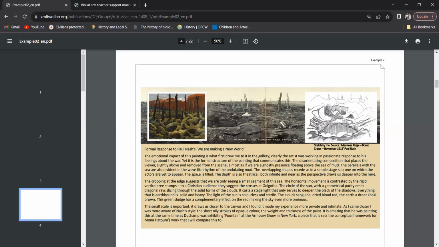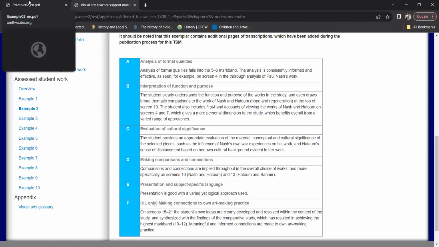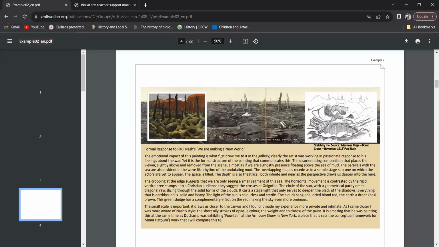So we've got a pretty detailed explanation. It shows without a doubt that the student knows what they are talking about. They have a clear interpretation and purpose of the function of the work in the study. They've got a very good analysis of the qualities of the picture as well. There's more here that I don't have enough time to read, but you can see just from here the design of it, the strokes, the weight and thickness of the paint. So we've got a clear analyzation and connection that they understand what he's going for.